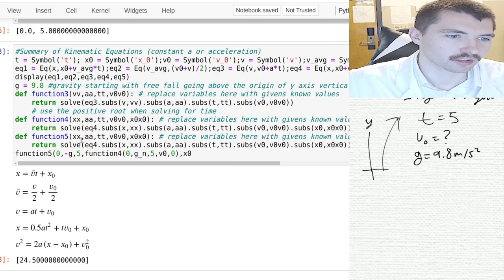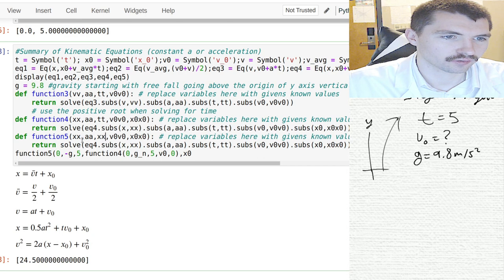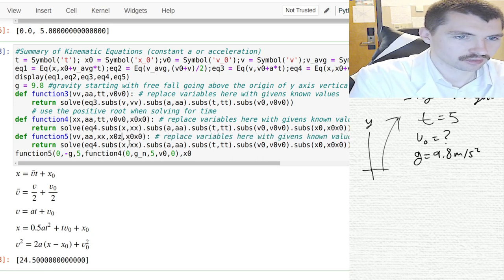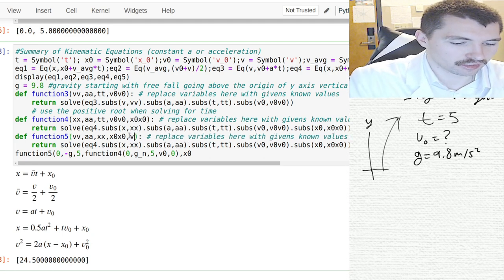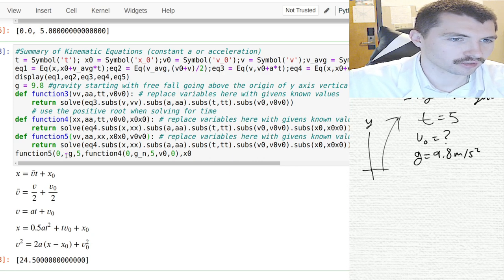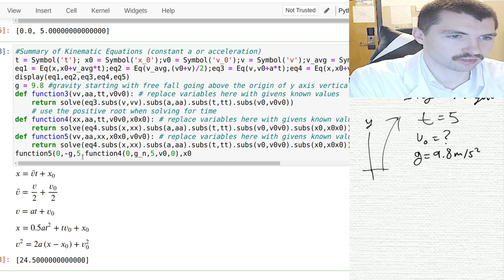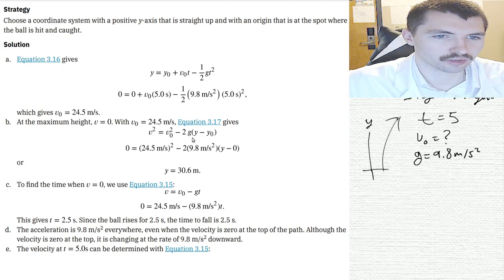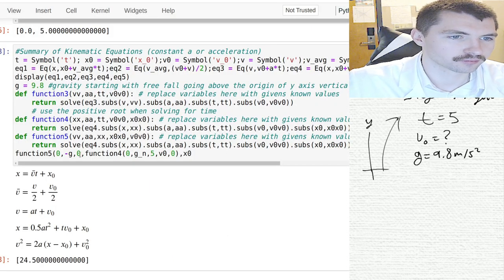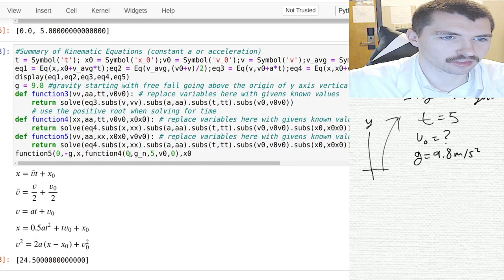Okay, I messed this up. V, A, X, X naught and V naught. So the order should be 0, gravity, X is... what did they choose for Y? They're solving for Y here, but why not 0? So we're solving for X in this equation, and we know X naught. X naught is 0. Okay.